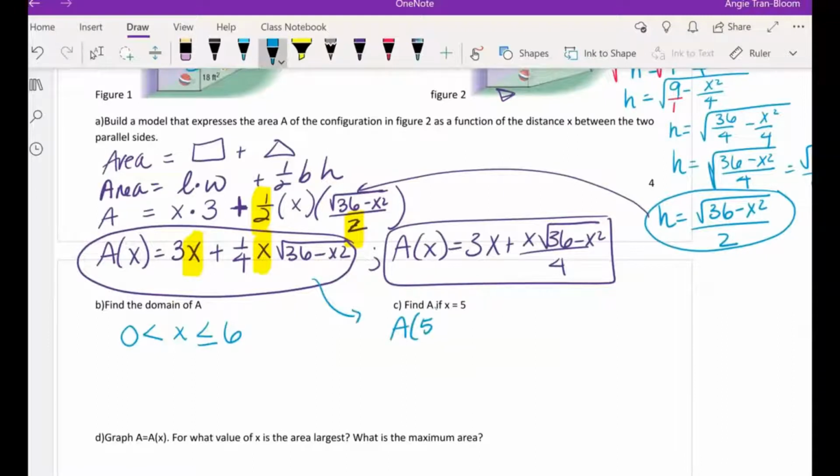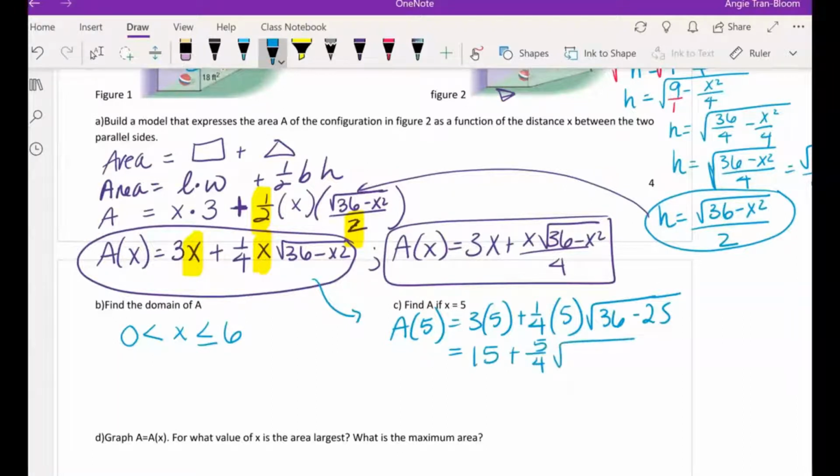So A of 5 equals 3 times 5 plus 1/4 times 5, and then square root of 36, 5 squared is 25. So I'm just going to write it straight in. So this is going to be 15 plus 5 over 4, square root of 36 minus 25, which is square root of 11. Is that the prettiest we can do it without using the calculator?